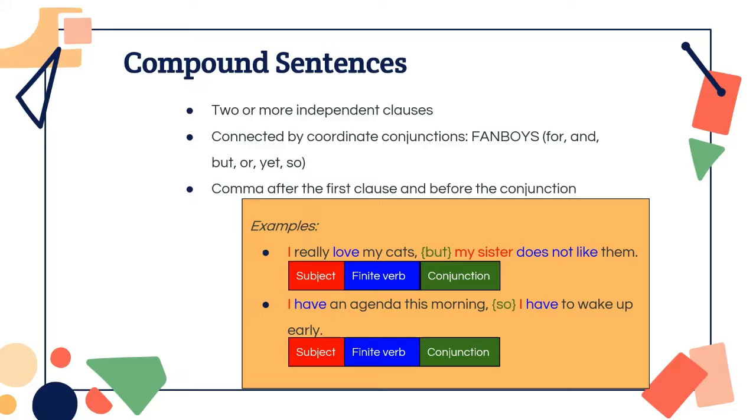For example, the first sentence: "I really love my cats." And the second clause: "My sister does not like them." If these two clauses, when separated, still have meaning and express a complete thought, we can conclude that these two clauses are independent clauses. It also means this example is a correct compound sentence. And the same applies to the example in number 2.